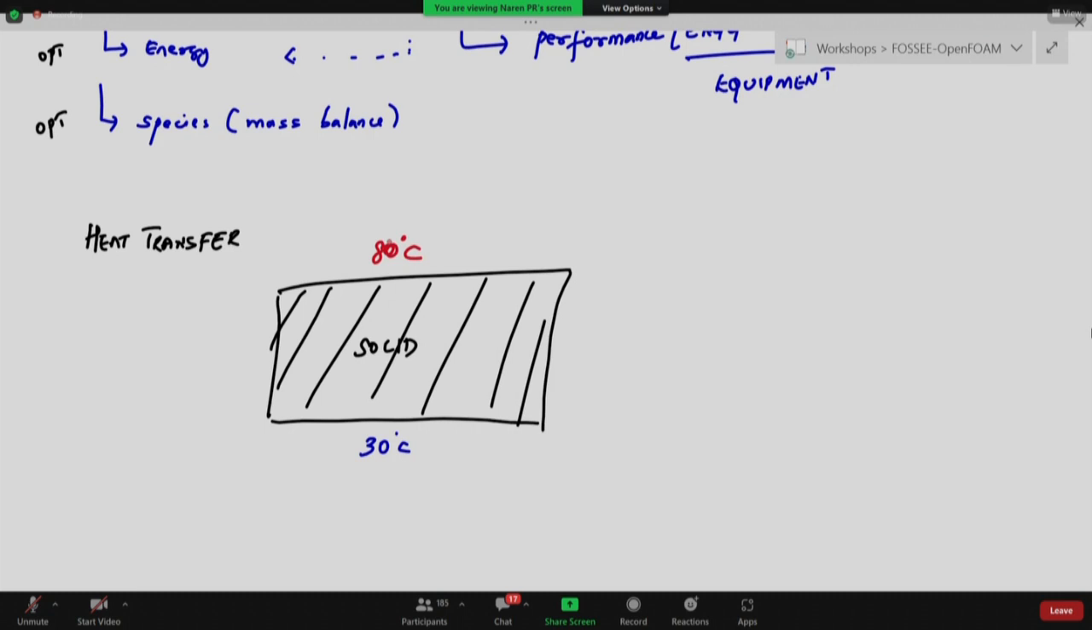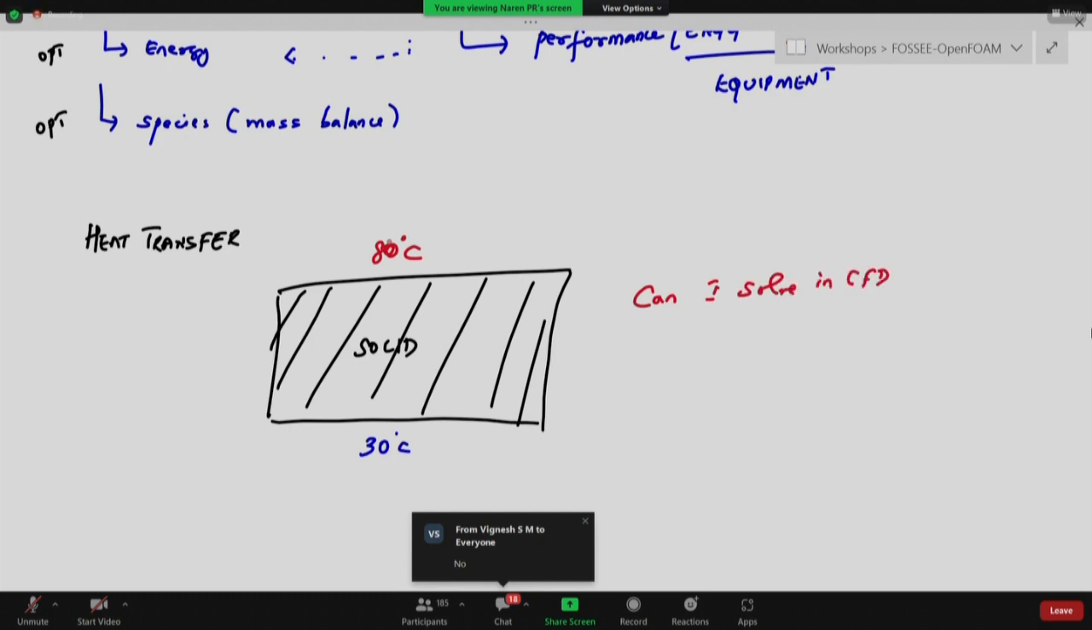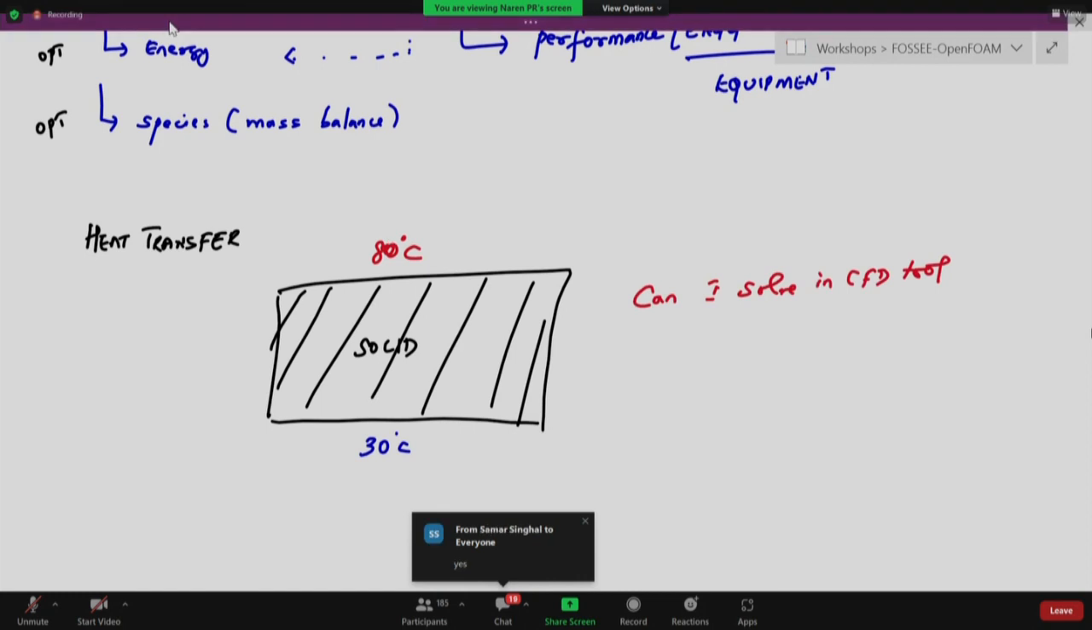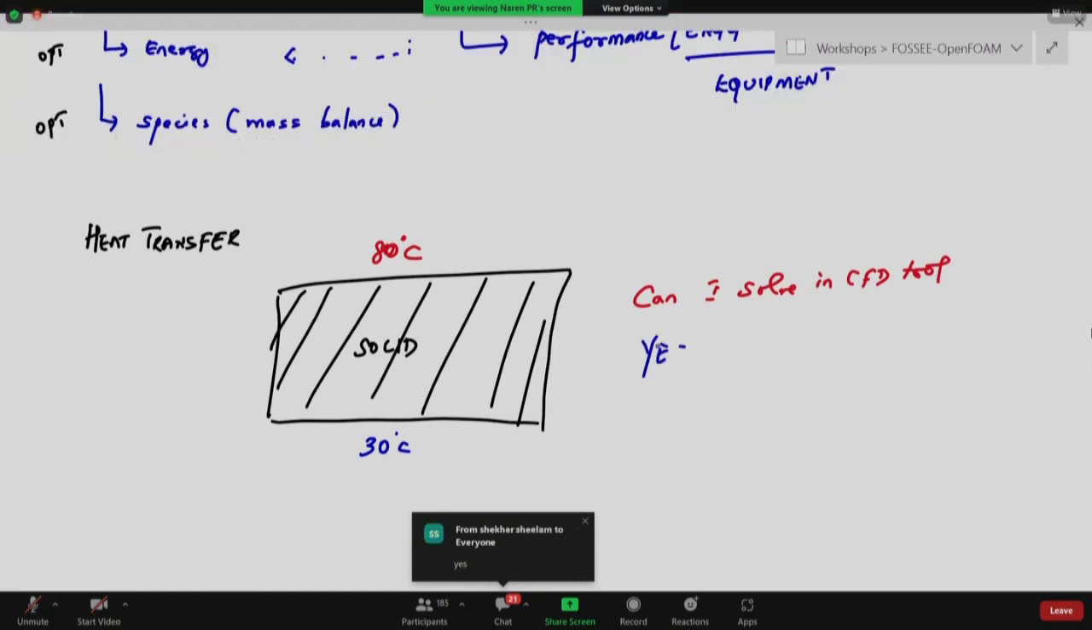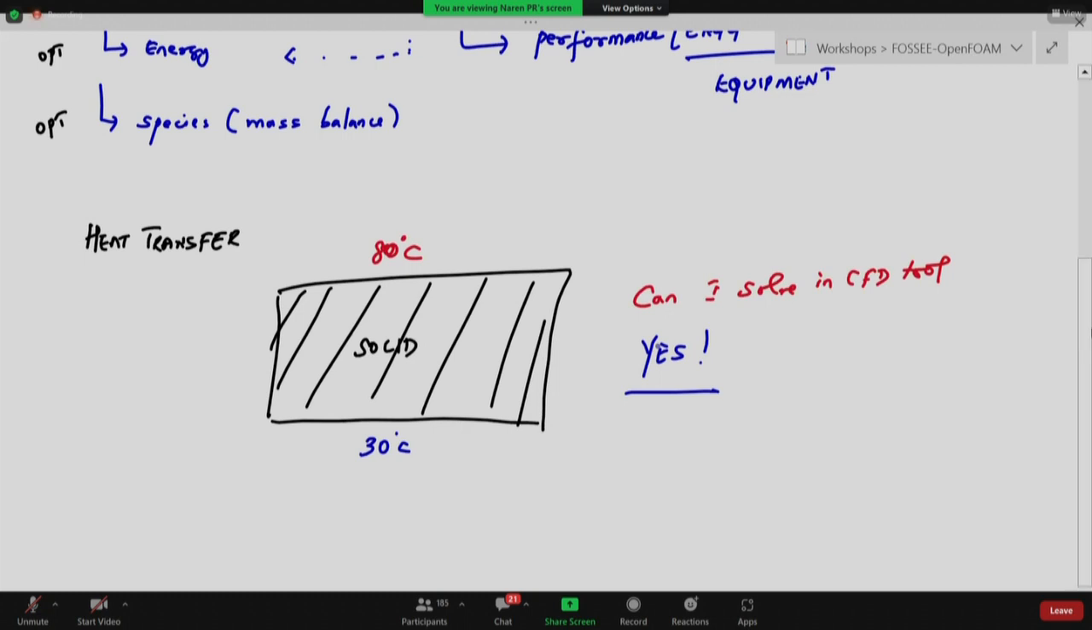Now, can we solve this? Can we solve this in CFD? If you ask this question, can you solve this in a CFD tool? The answer is yes. It is not whether you can solve it or not in a CFD tool, but if I reverse the question slightly, is it necessarily a problem of CFD? No. If I ask something like that, then it is not. It is solvable in a CFD tool.